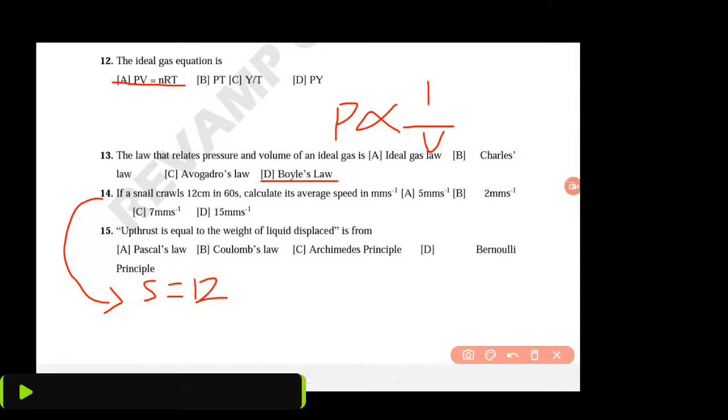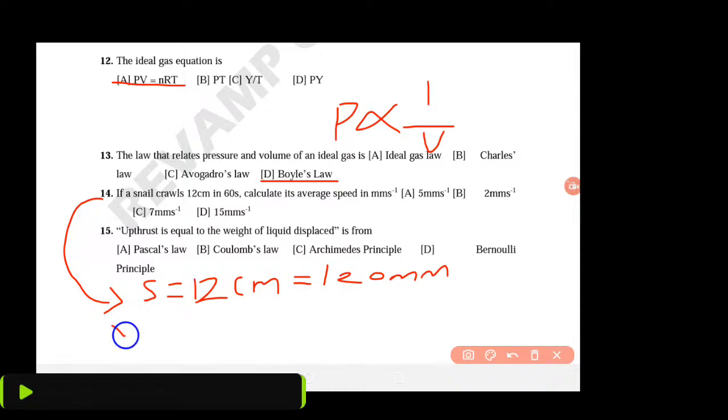But inasmuch as our answer is to be presented in millimeters, let's convert this distance to millimeters, and that will be 120 millimeters. Remember, 12 centimeters equals 120 millimeters. And it crossed this 120 millimeters in 60 seconds.